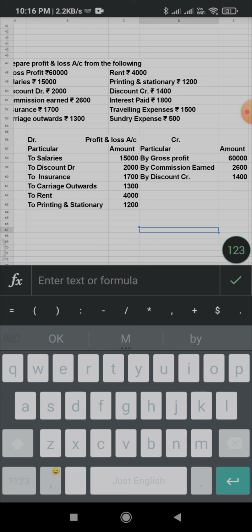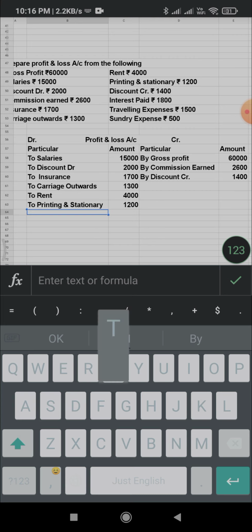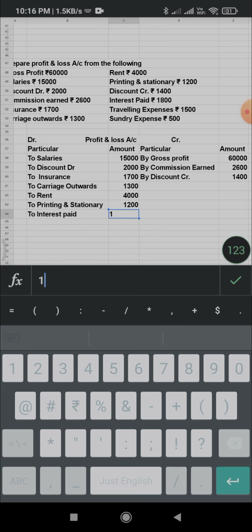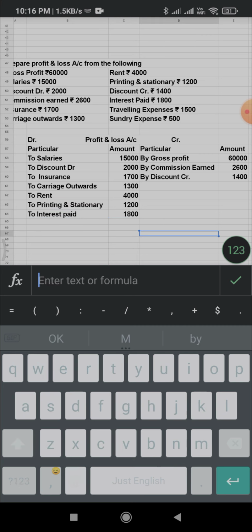Next one, interest paid. Interest paid is also an expense. When you have taken a bank loan, to repay the loan we are going to pay some interest. Whatever interest you are going to pay, that is also called a business expense.